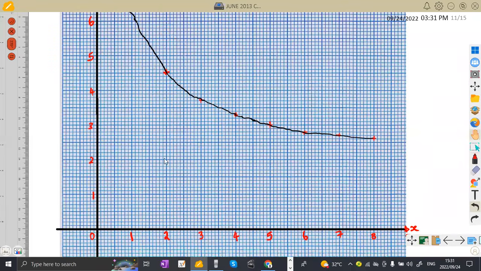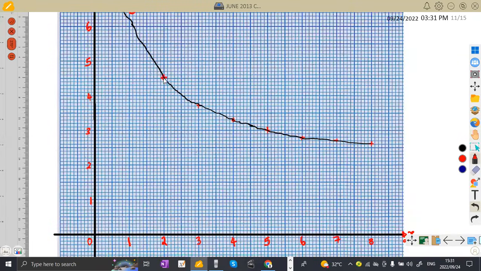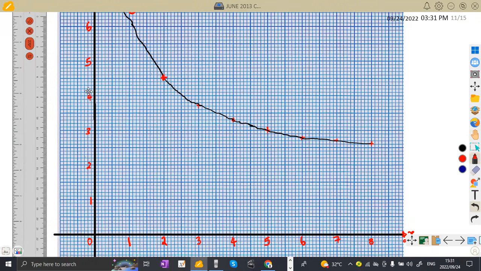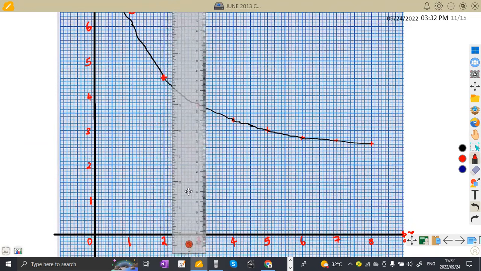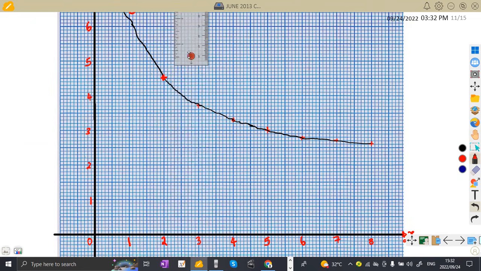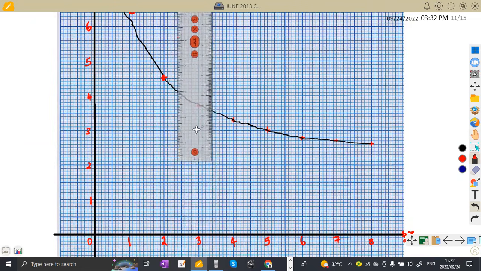So this is the graph at x is equal to 2. At this point, you draw a tangent at this point, which is (2, 4.5). Okay, so let us reduce our ruler a little bit, it's very, very long. Let me reduce this ruler so that we can just draw our suitable tangent.